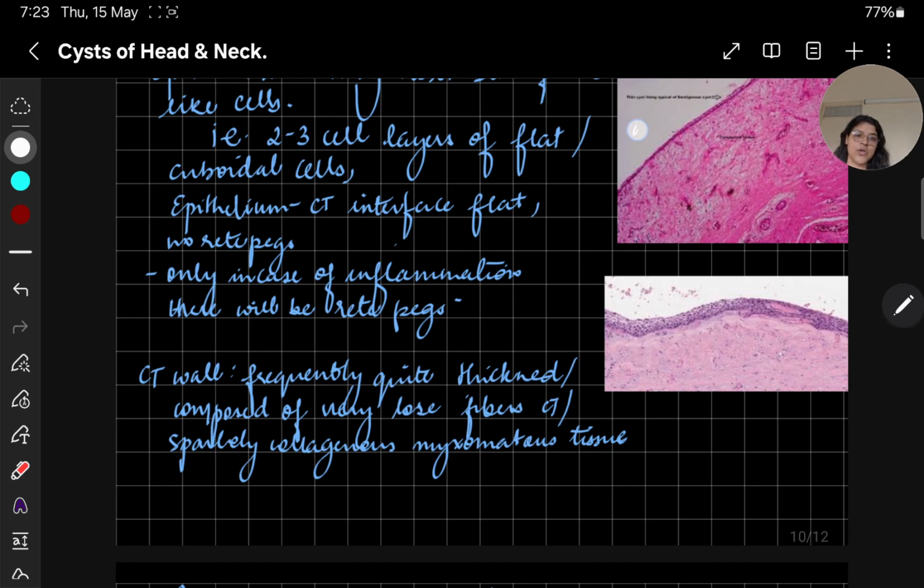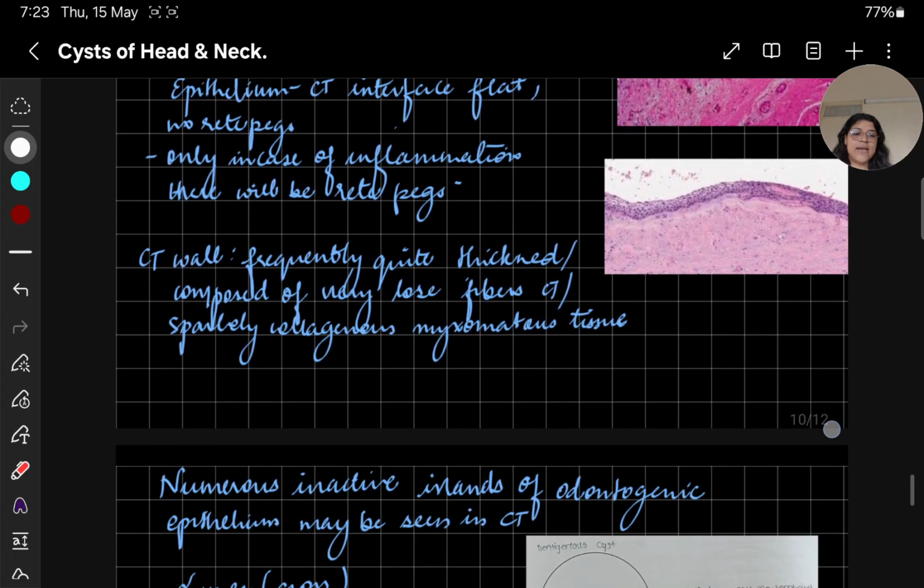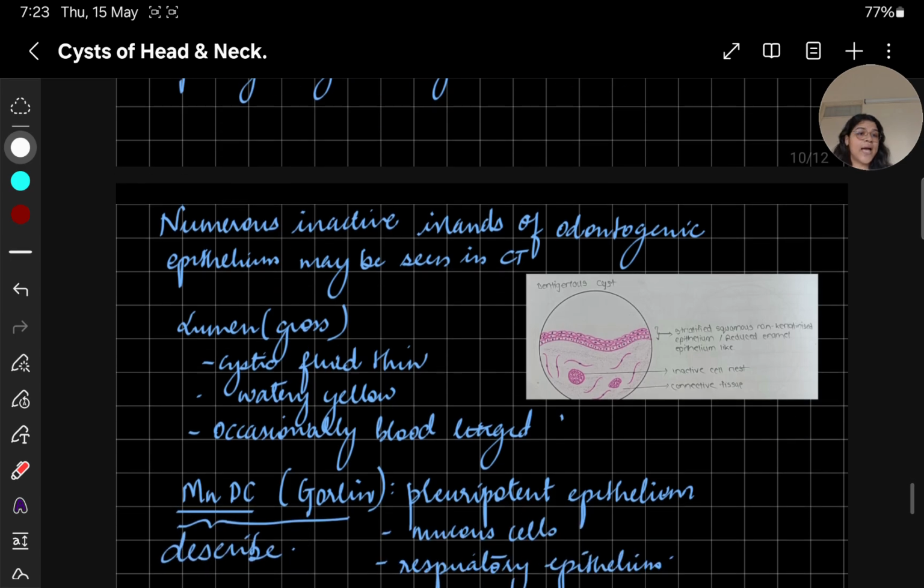You have your lumen, you have the epithelial lining, and you have the connective tissue wall. The epithelium is 2 to 3 cell layers thick, stratified squamous non-keratinized epithelium, and there are no rete pegs. If there are rete pegs, it is inflamed. And then the connective tissue is very myxomatous type, with loosely arranged fibers, sparsely collagenous, and quite thickened. Numerous inactive islands of odontogenic cell rests could be seen in the connective tissue.